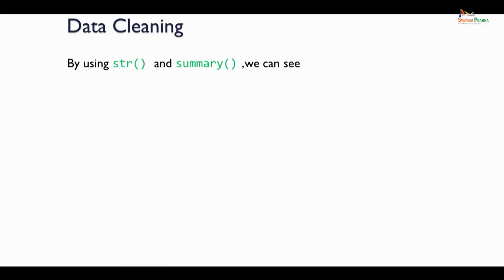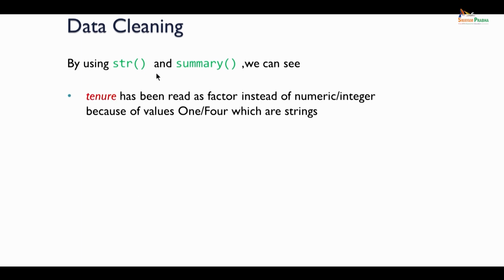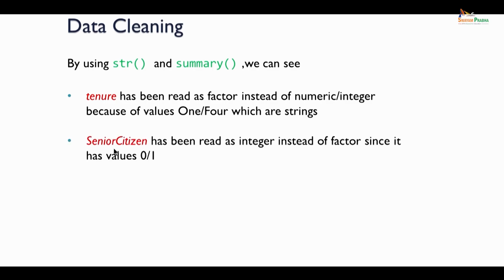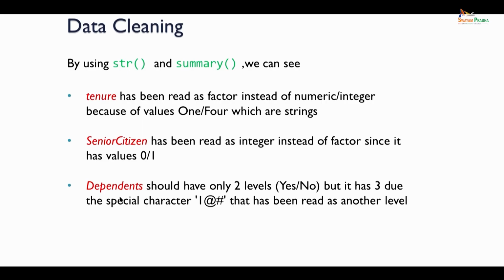Now, let us start by cleaning the data. By using the structure and summary command, we can see tenure has been read as factor instead of numeric or integer because of the values 1 or 4, which are represented in terms of strings. Senior citizen has been read as integer instead of factor since it has values 0 and 1. Finally, the dependent column should have only 2 levels, that is yes or no, but it has 3 due to the special character associated with it, that is 1 at the rate of hashtag. So, it has also been read as another level.